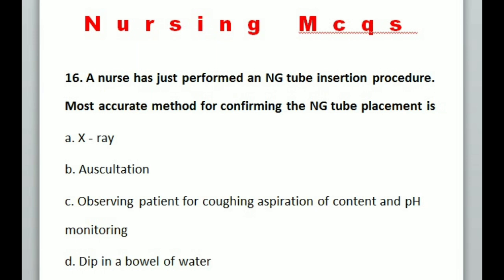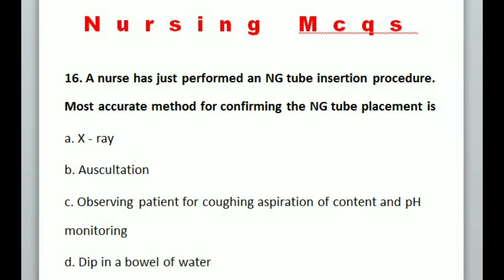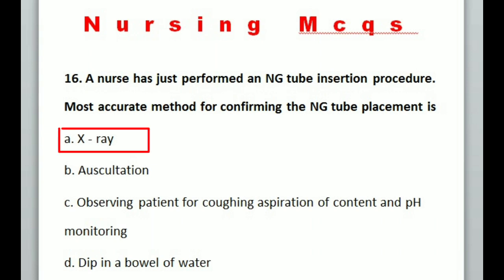16. A nurse has just performed an NG tube insertion procedure. The most accurate method for confirming the NG tube placement is A. X-ray. B. Auscultation. C. Observing patient for coughing, aspiration of content, and pH monitoring. D. Dip in a bowl of water. Correct option is A. X-ray.